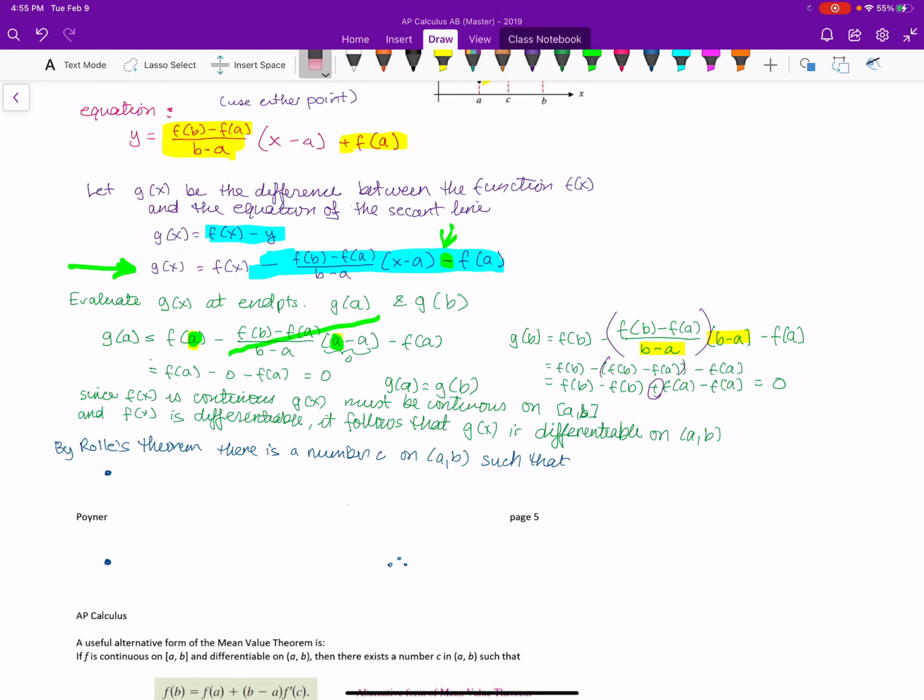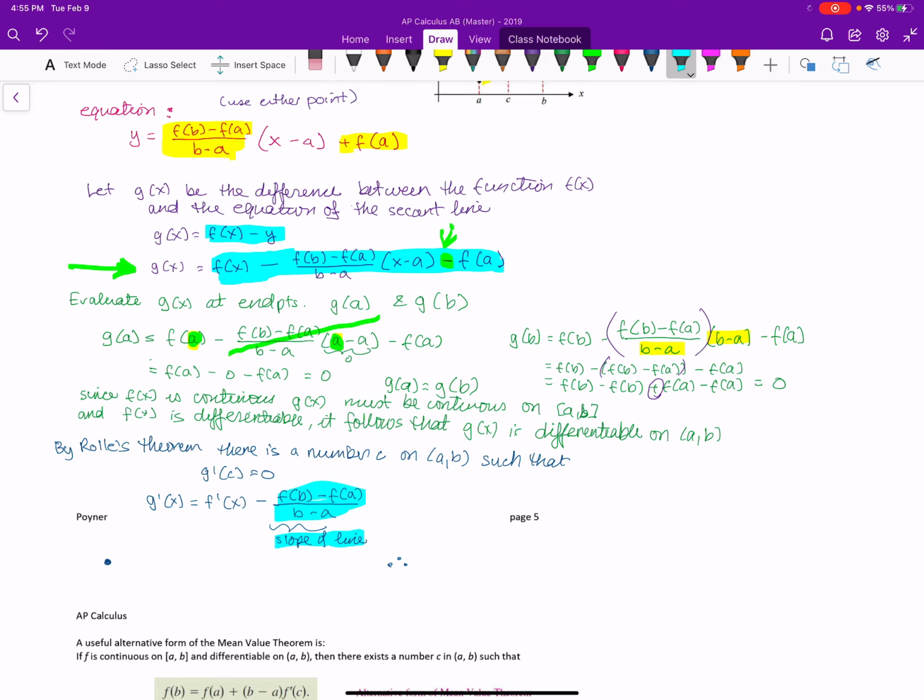So by Rolle's theorem, there's a number c on the open interval from a to b such that g prime of c is equal to 0. So if I take the derivative of g of x, which I had up here highlighted in blue, let's include the f of x. Taking the derivative of the first part of the function is f prime of x. But the second part, the y, the derivative of y is actually just, it's a line. So it's going to be the slope of the line. So that's why we end up with just the slope of the line as this part right here.